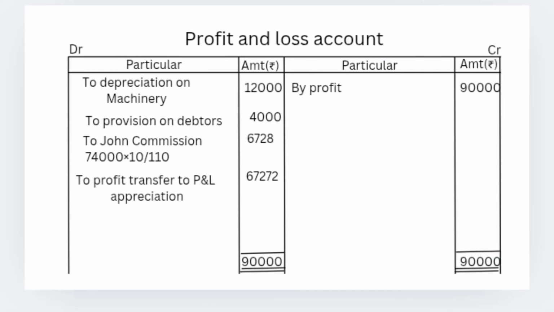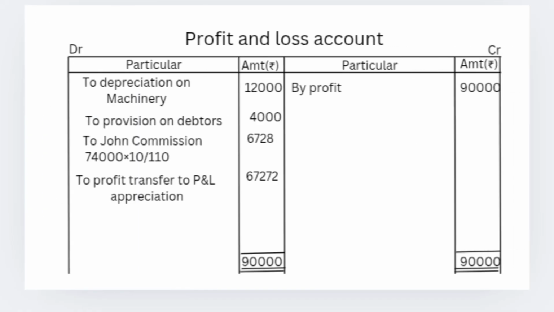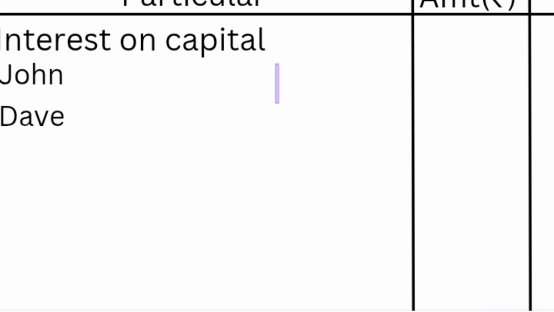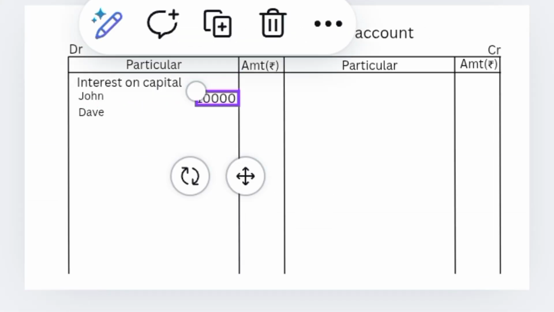The first item in the profit and loss appropriation account is the interest on capital, which is 10%. 10% of 1 lakh is 10,000, and 10% of 1,20,000 is 12,000. So the total amount will be 22,000.